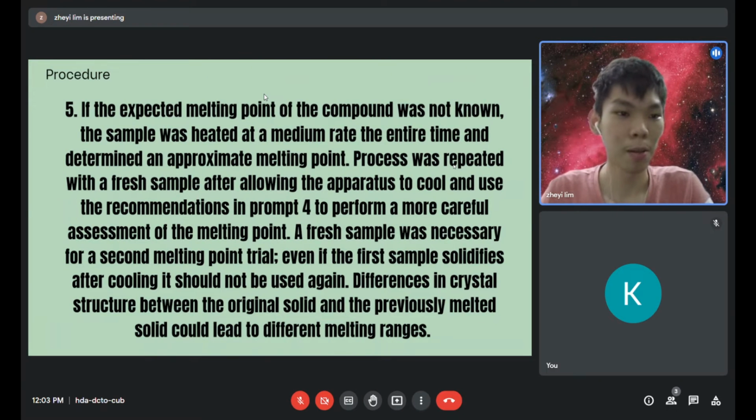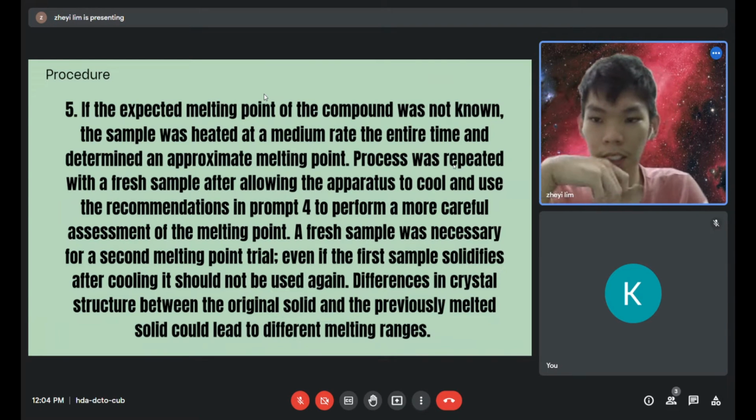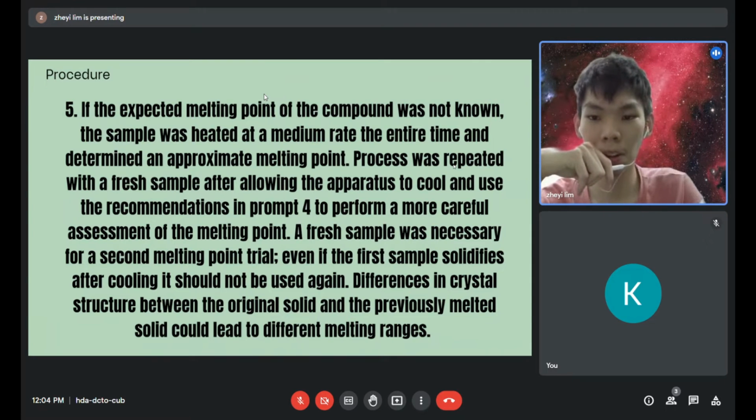Now I will talk about the procedure for the experiment. If the expected melting point of the compound was not known, the sample was heated at a medium rate the entire time to determine an approximate melting point. The process was repeated with a fresh sample after allowing the apparatus to cool, using the recommendation in Point 4 to perform a more careful assessment of the melting point.